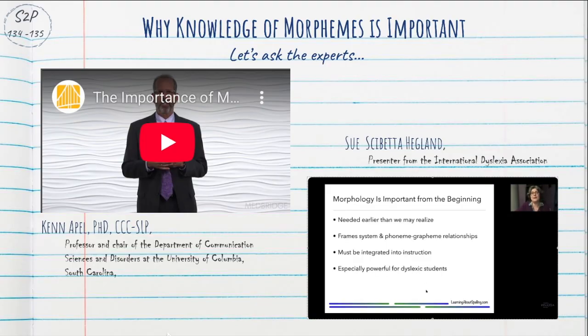And one of the things about this is that this is especially powerful for dyslexic students. We want to provide really clean, clear instruction for dyslexic kids, systematic, explicit, so that they can really master these things and understand what's going on. And morphology, rather than being a complicating factor, is actually something that makes that clearer and easier.